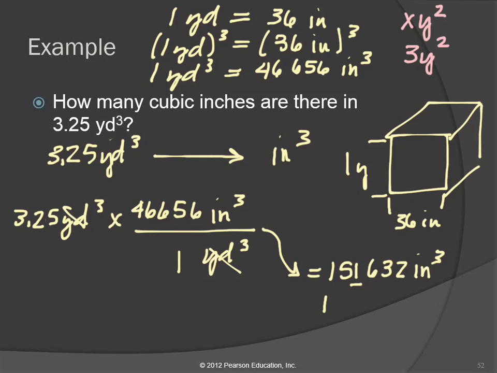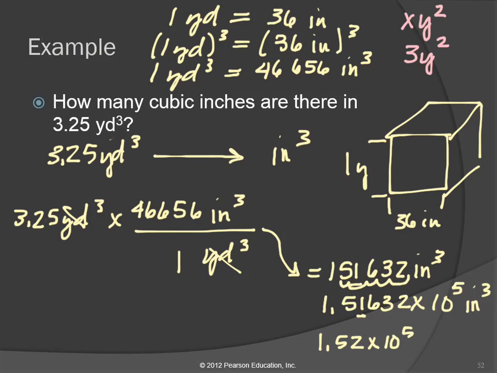So let's put this in scientific notation. 1.51632 times 10 to the what? 5, right? We're moving the decimal point from here. 1, 2, 3, 4, 5. Now, when I round here, I don't have to worry about putting in any placeholder zeros or changing the value of the number. And as far as I'm concerned, it is always okay to write your answer in scientific notation. Always.